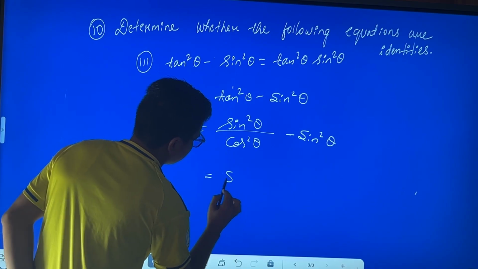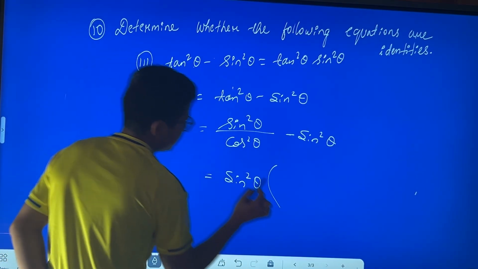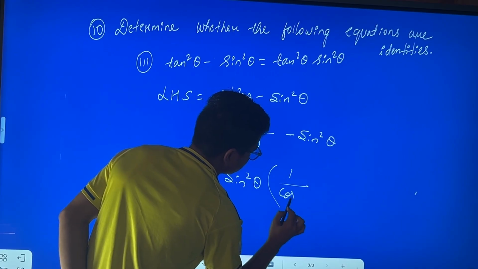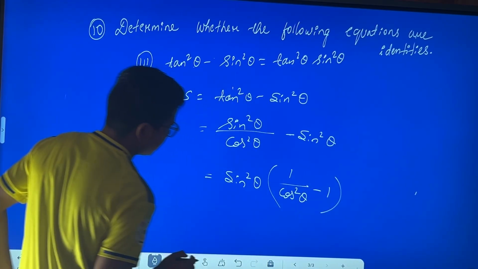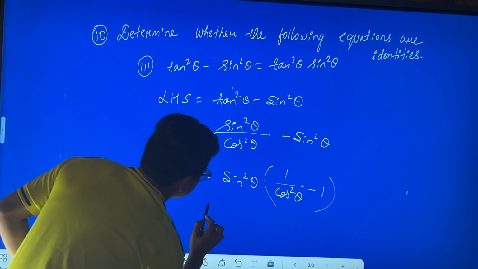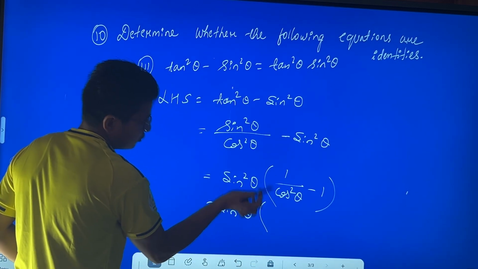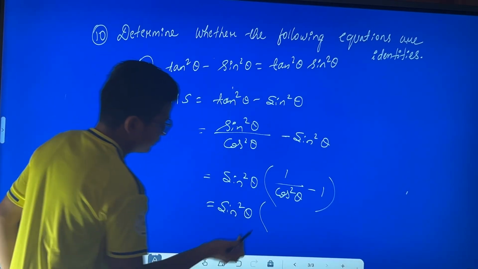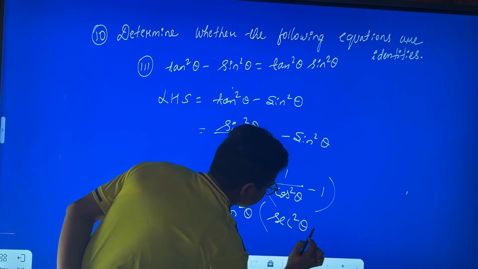Can I take sin square theta common? Yes, I can easily take sin square theta. I have taken it common. What will remain here? 1 upon cos square theta, correct? And then minus what will remain from there? 1, correct? Then next will be sin square theta. Do you remember the reciprocal relation? 1 upon cos theta is sec theta, right? So 1 upon cos square theta is sec square theta minus 1.